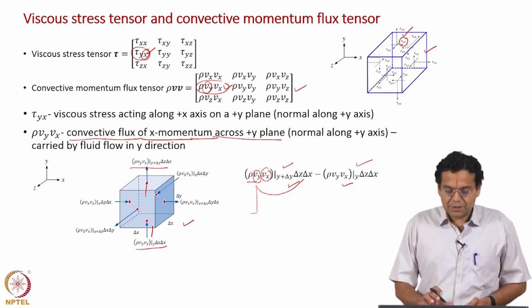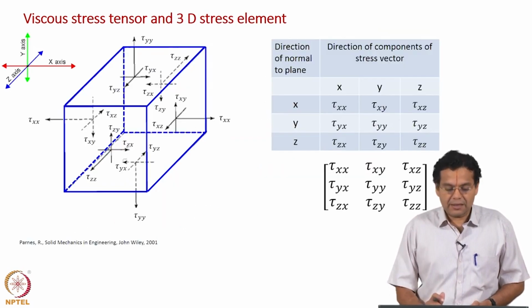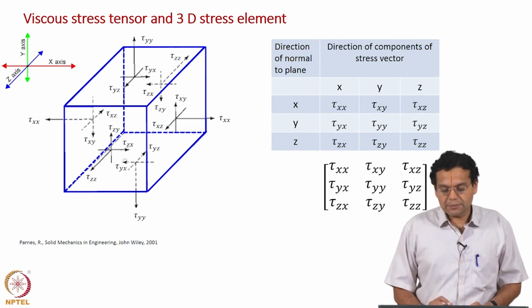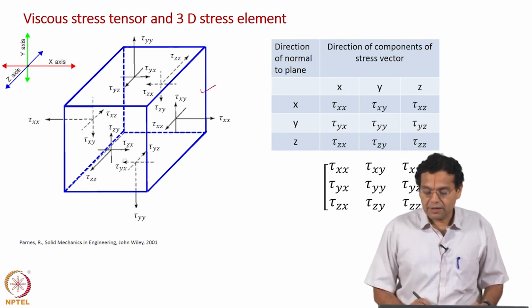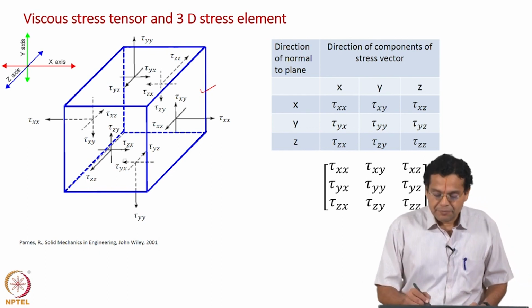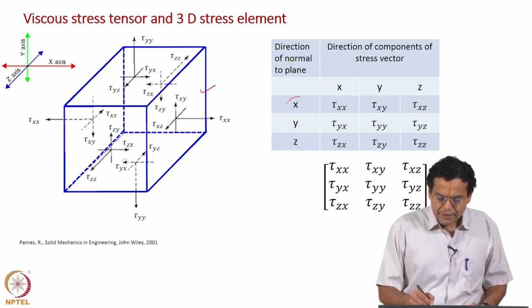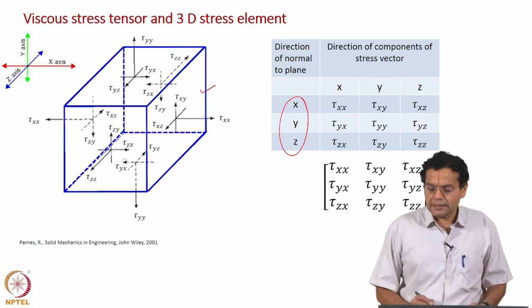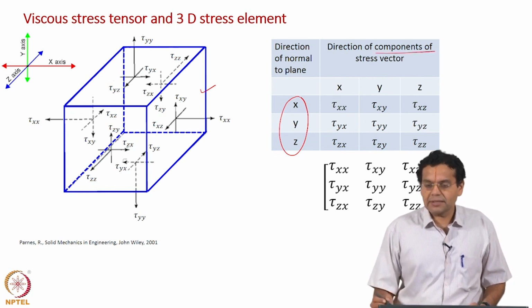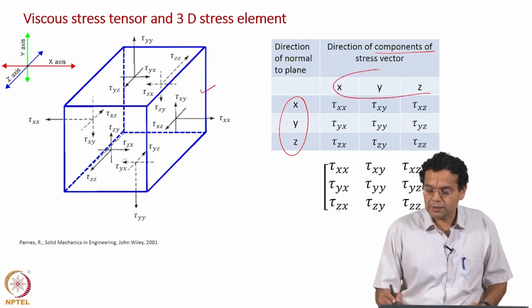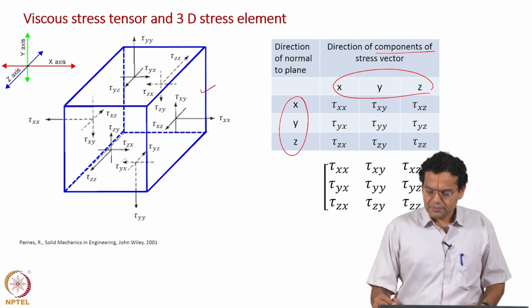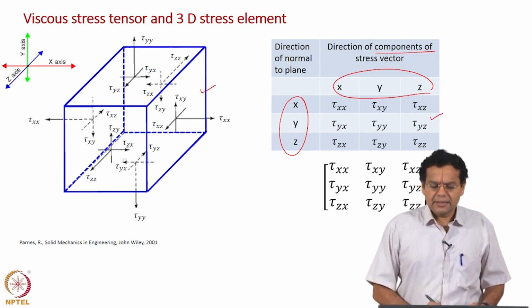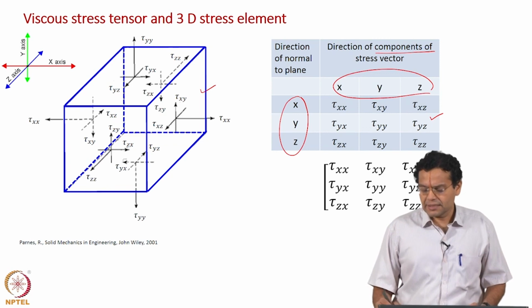These are shown on a slightly magnified scale, not many new concepts here. The viscous stress tensor is shown in a more magnified way as a 3D stress element. This slide of course emphasizes the direction. We said the two directions are there, the direction of the normal to the plane and then the direction of the components of the stress vector, or the direction of the force. So, three directions are possible for the normal, three directions for the force, which gives you 9 components of the viscous stress tensor, written as a tensor or a matrix here.